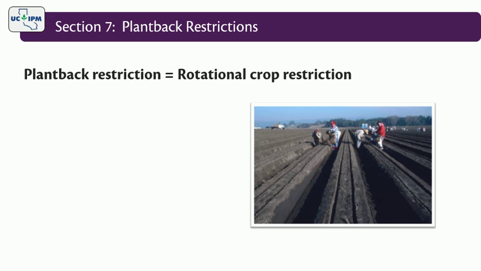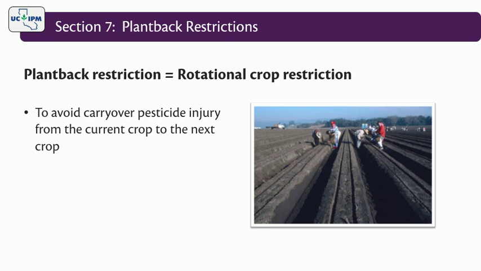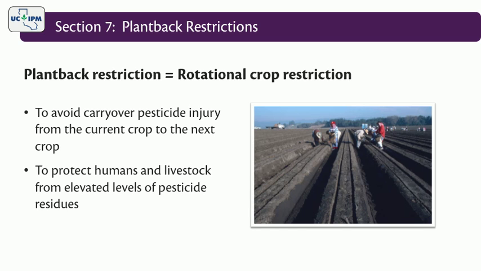Plantback restrictions exist for two reasons. One, to avoid carryover pesticide injury from the current crop to the next crop, such as with herbicides, and two, to protect humans and livestock from elevated levels of pesticide residues that the next crop may accumulate.